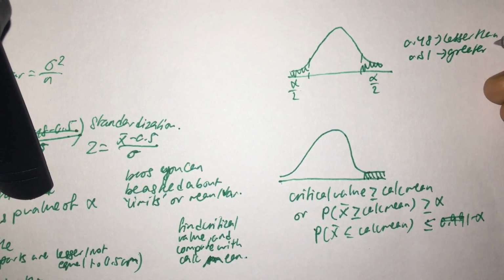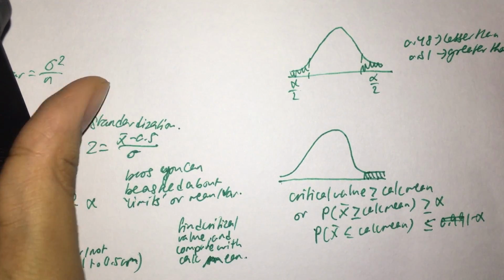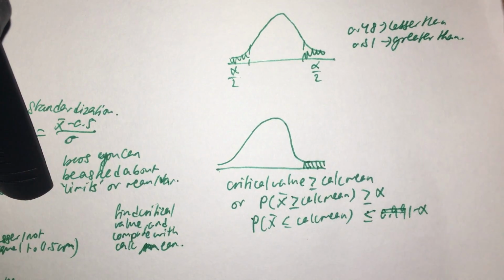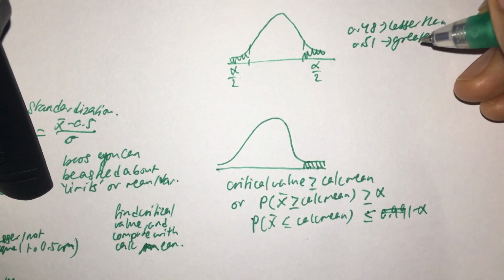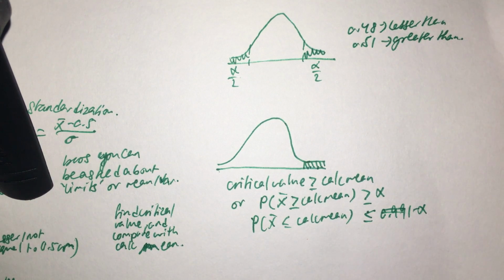If your value is 0.48, then you look at lesser than. If your value is 0.51, then you look at greater than. But make sure that the level of significance on either tail will be half of the overall level of significance.